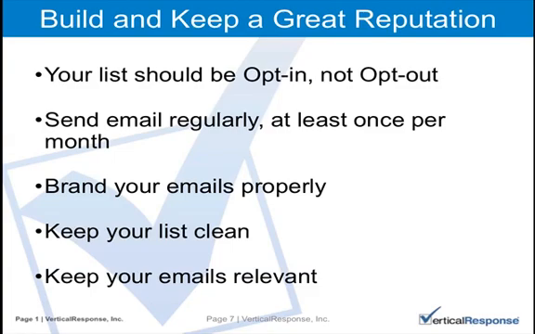Vertical Response definitely helps you keep it clean because anytime an address bounces or unsubscribes, we're going to keep you from mailing to those addresses so that you have a clean list when you're mailing through our system. But you're also going to need to build your list because email addresses do drop off of your list. Usually about, I think the number is about 13% a year you'll lose to attrition because people's addresses change.